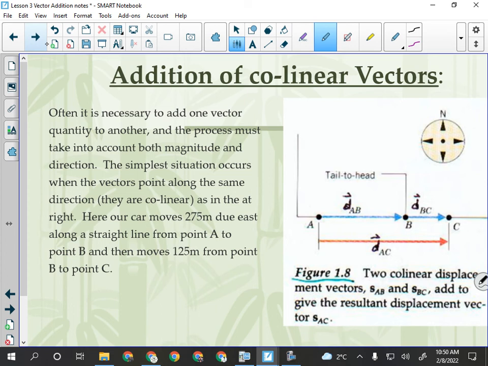So what we do if we want to add vectors is we simply draw the two vectors as arrows, and then we draw them kind of chronologically, like we're telling a story. So first, in this example, the car goes 275 meters due east, and then another 125 meters due east after that. So what we do is we first draw this line here, and we say it's 275 meters, pointing due east, and then after that came this 125 one. It's also due east.